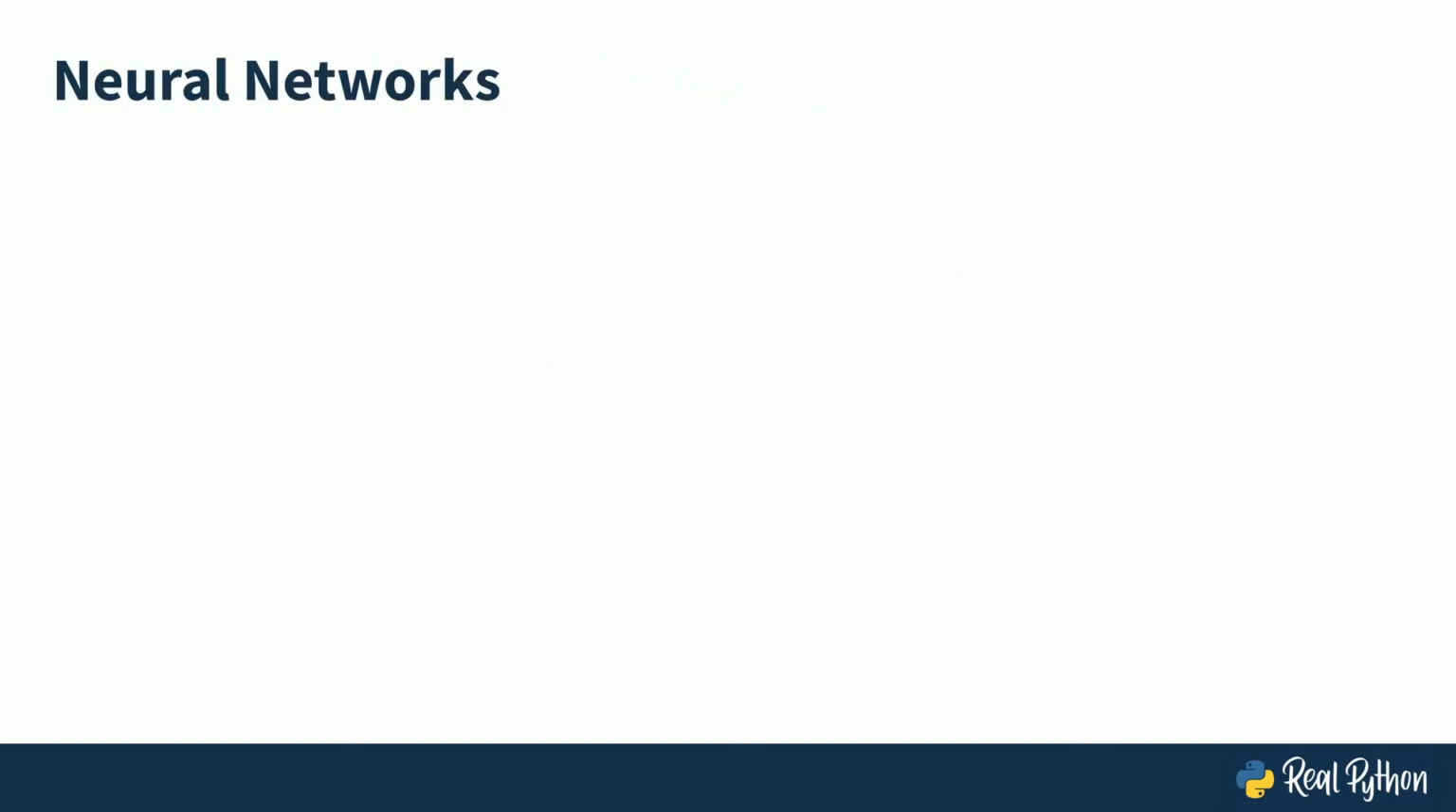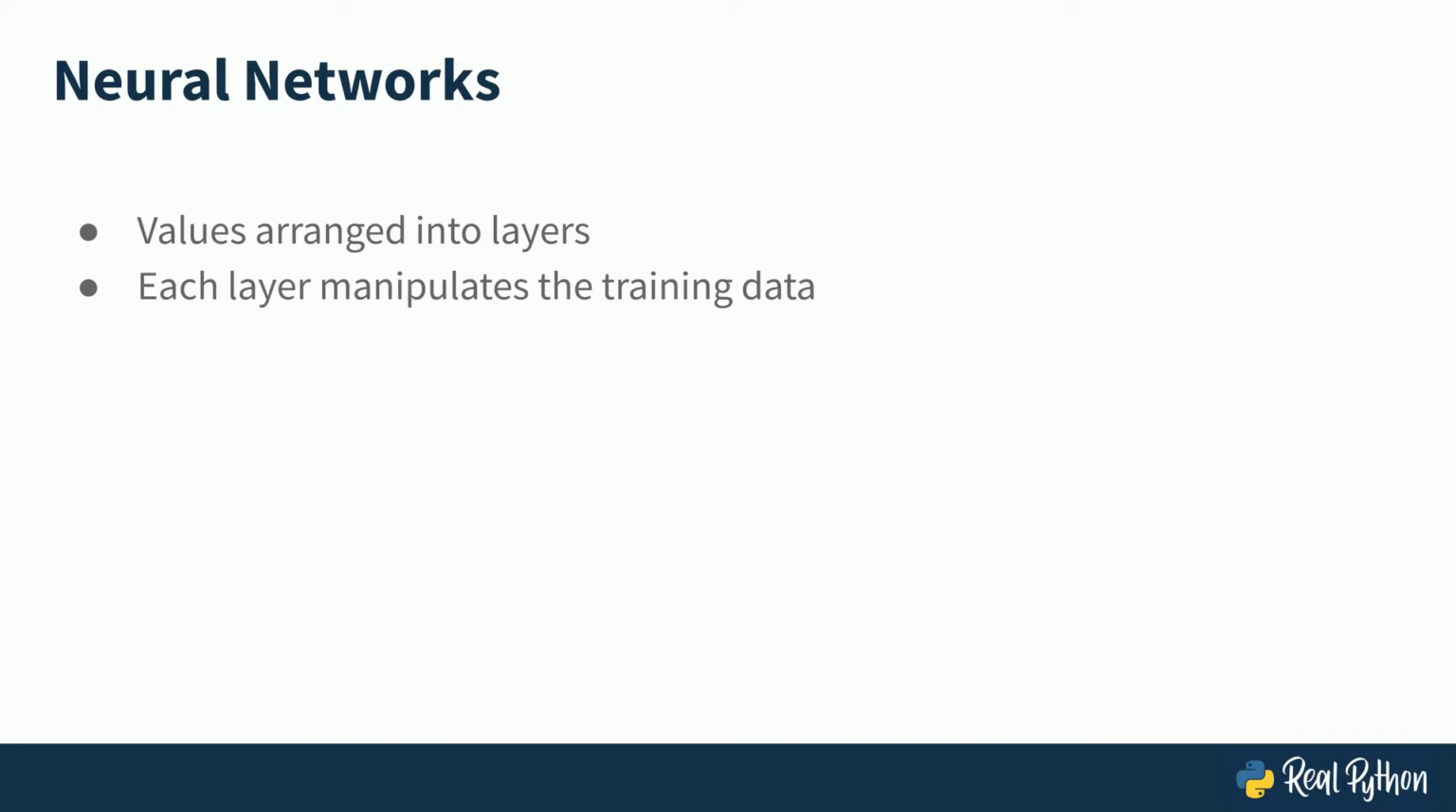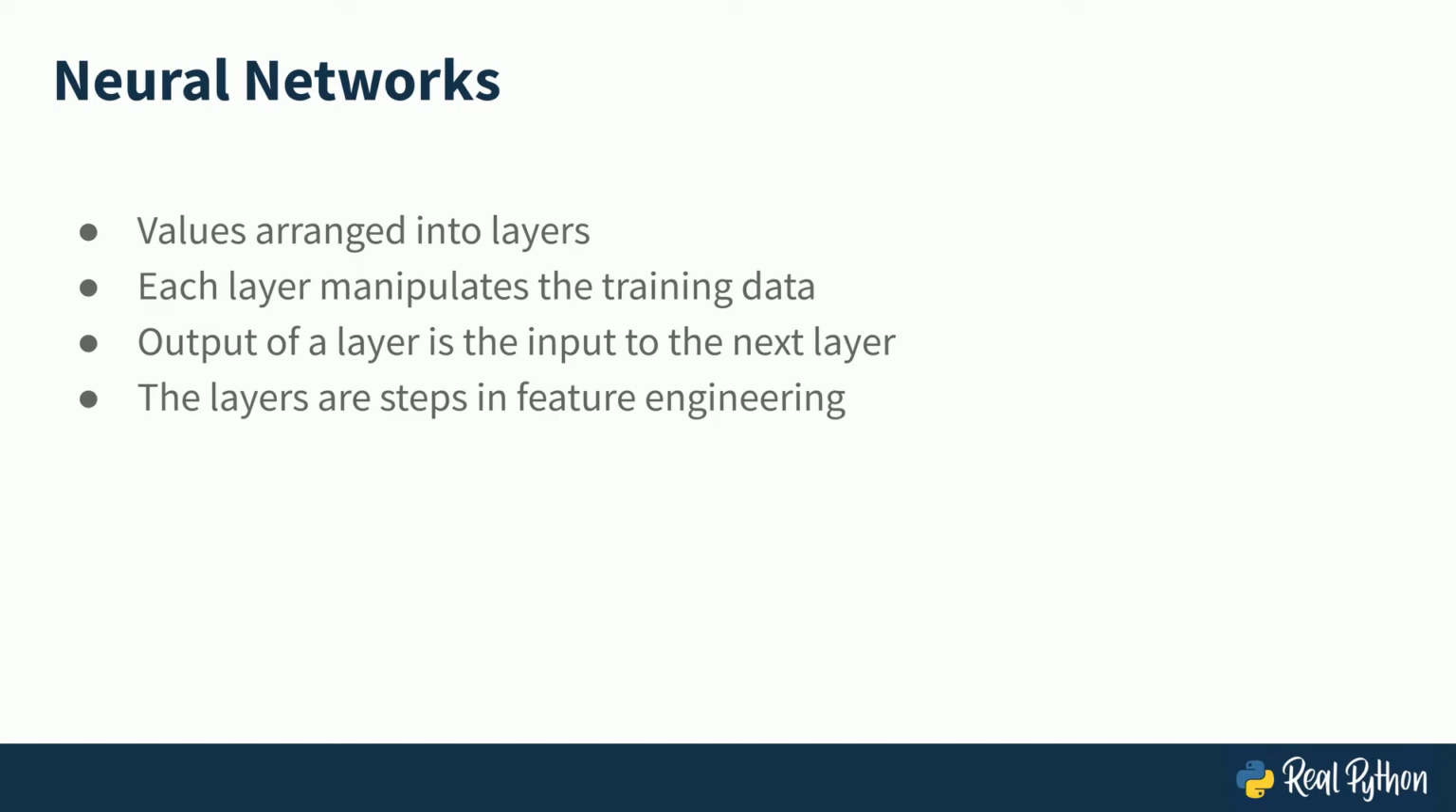As mentioned previously, neural networks are used in deep learning. The structure of a neural network arranges the values that it uses to train the model into layers. Each layer will manipulate the training data and forward the output to the next layer. And at the end, the output is a prediction. In this way, you can consider each layer to be a step in the feature engineering process.